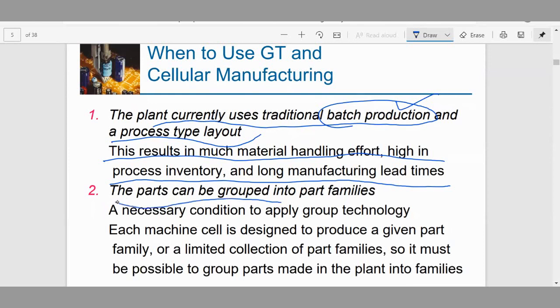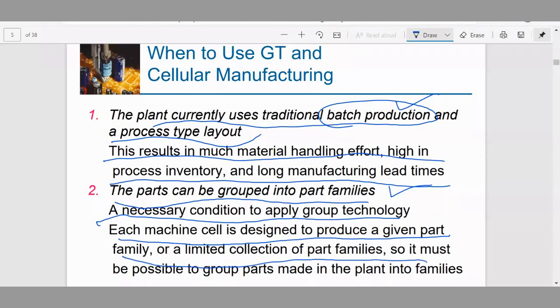The parts can be grouped into part families. If it is not possible to group the parts into part families, then it is not possible to convert or transform into cellular manufacturing. A necessary condition to apply group technology: each machine cell is designed to produce a given part family or a limited collection of part families, so it must be possible to group parts made in the plant into families.